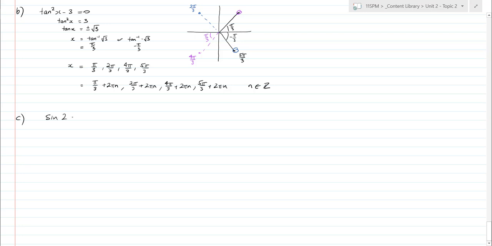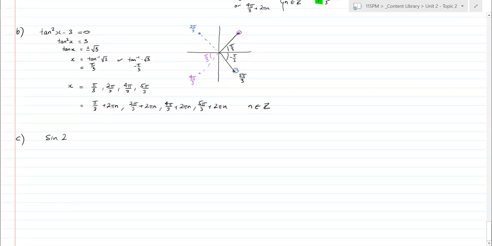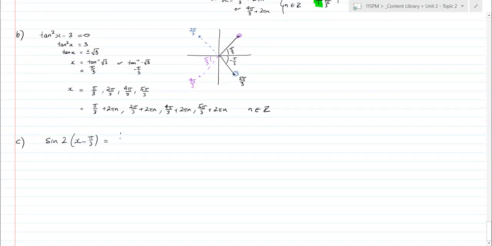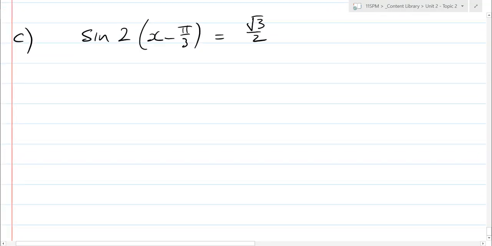Sine of 2x minus pi on 3 equals root 3 on 2. Okay, here we go. Speed math. 2x minus pi on 3, sine inverse of this. It's an exact value, so hopefully you recognise that. That's equal to pi on 3 again. I feel like I'm repeating myself.